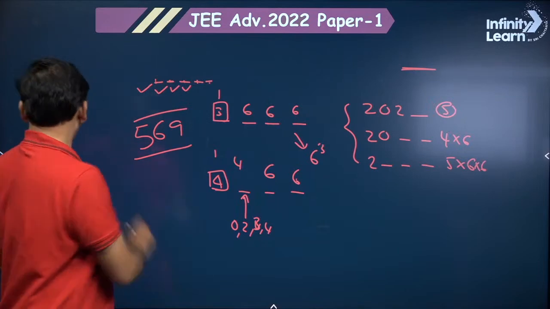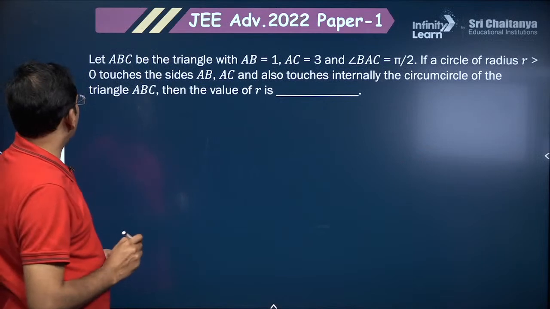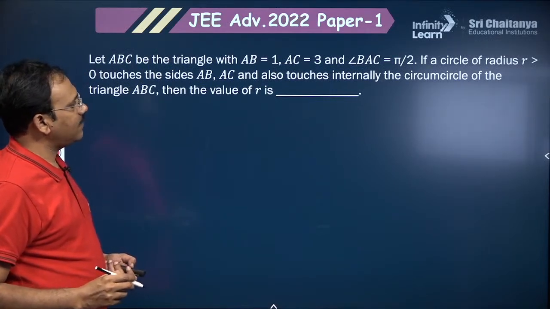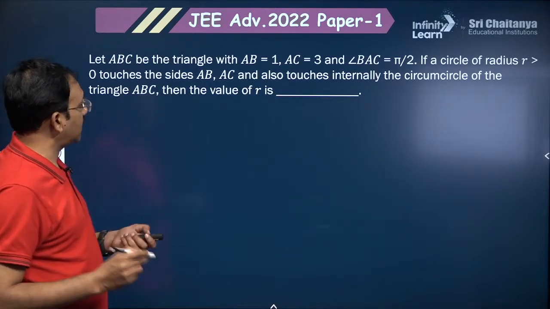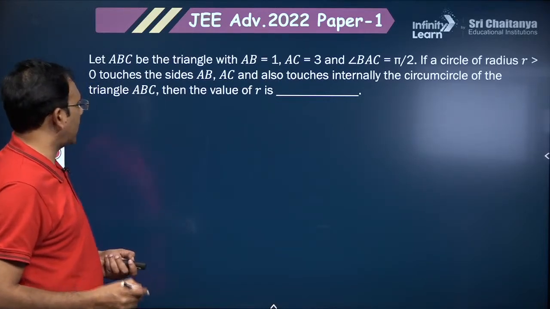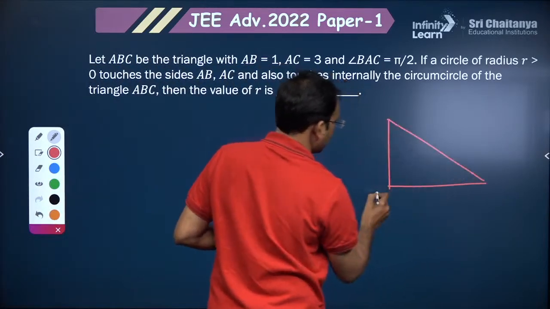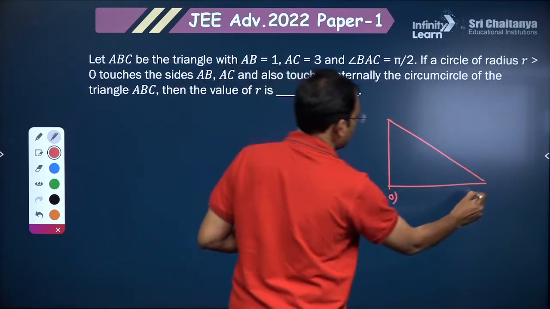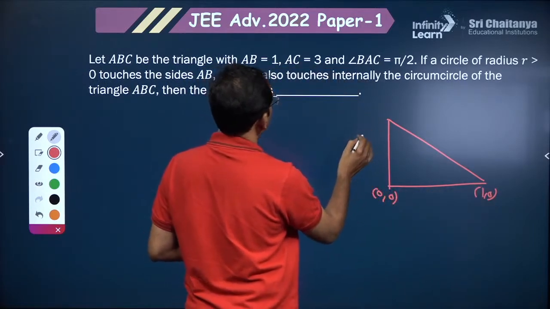Next, this is another one. ABC is a triangle with AB equal to 1, AC equal to 3, and angle BAC equal to pi by 2. A circle of radius r greater than 0 touches the sides AB and AC and also touches internally the circumcircle of the triangle ABC. You just take the right angle triangle, my dear friends. For easiness, let A be 0, 0, and let AB be along the x axis. AB is 1 means let B be 1 comma 0, and let C be 0 comma 3, as he said.